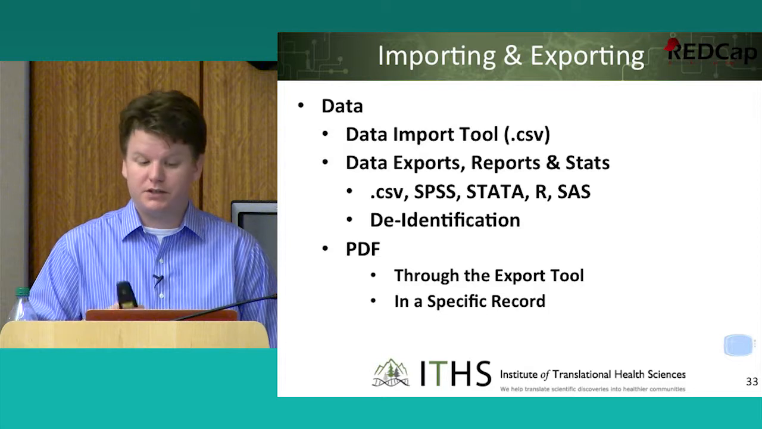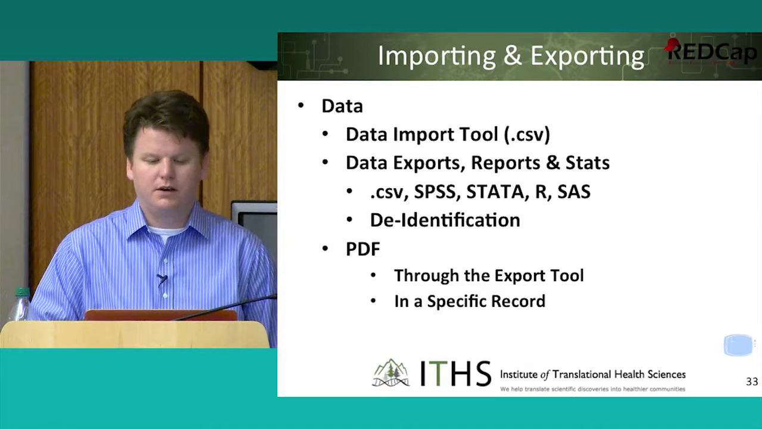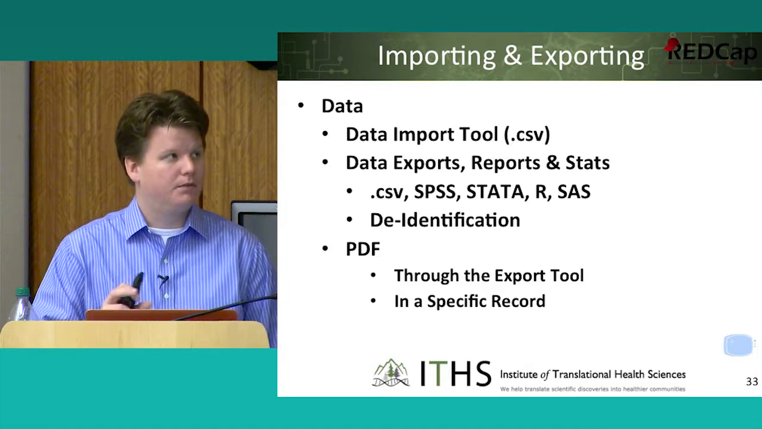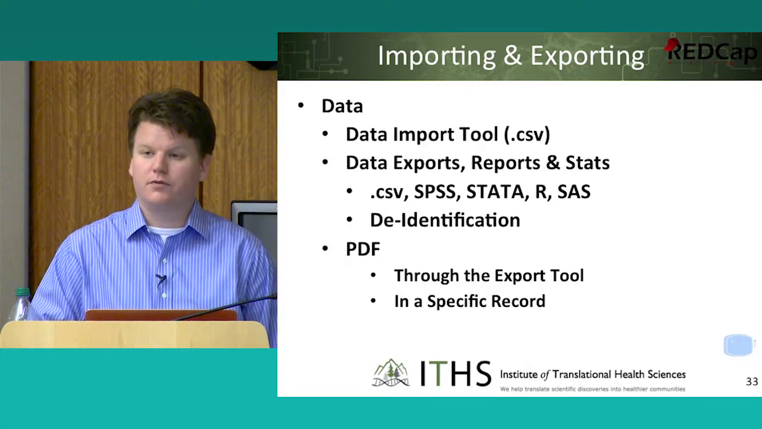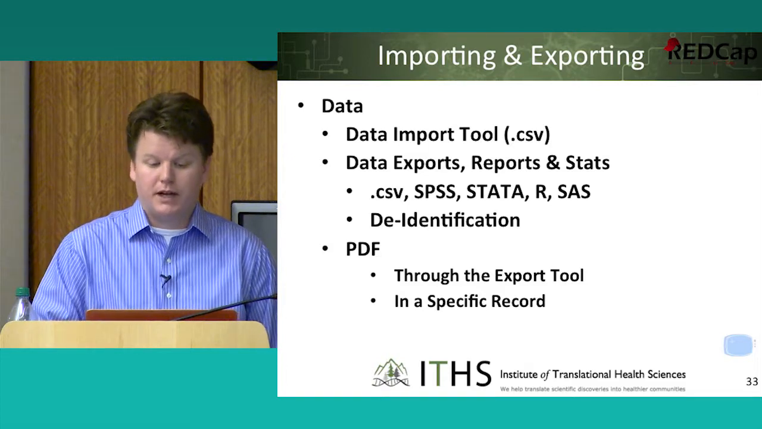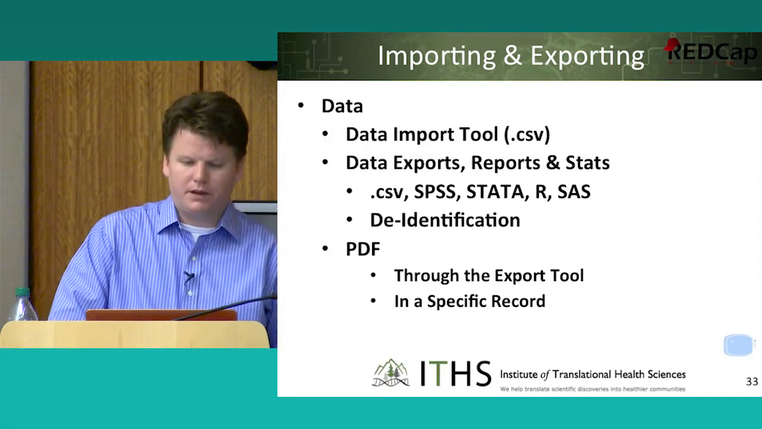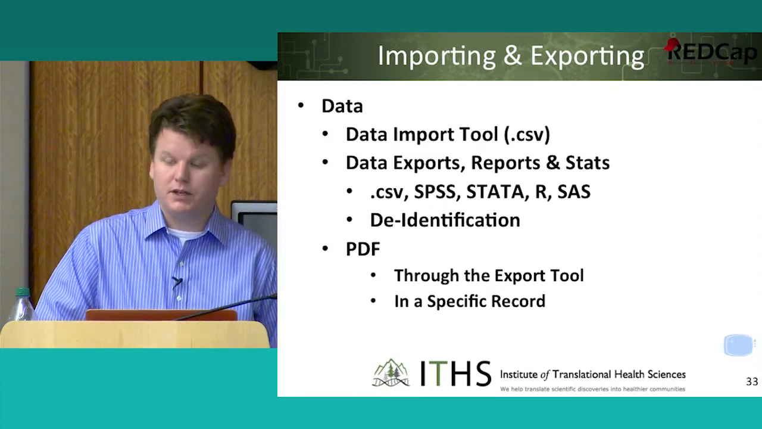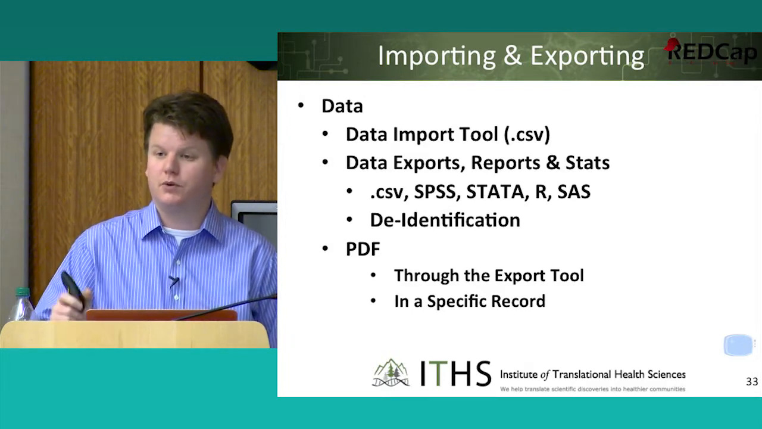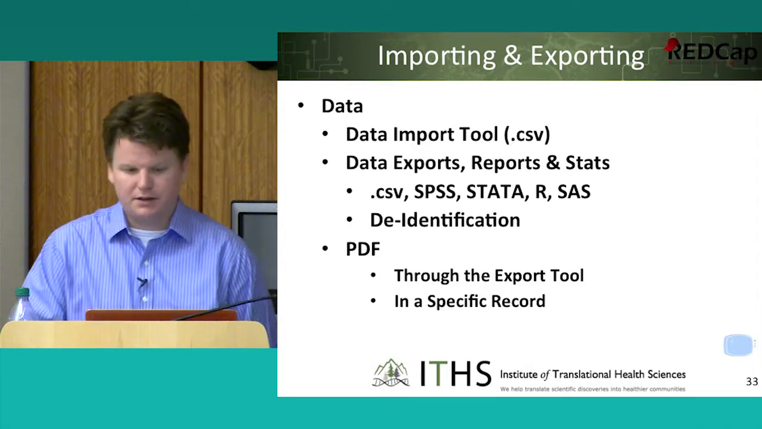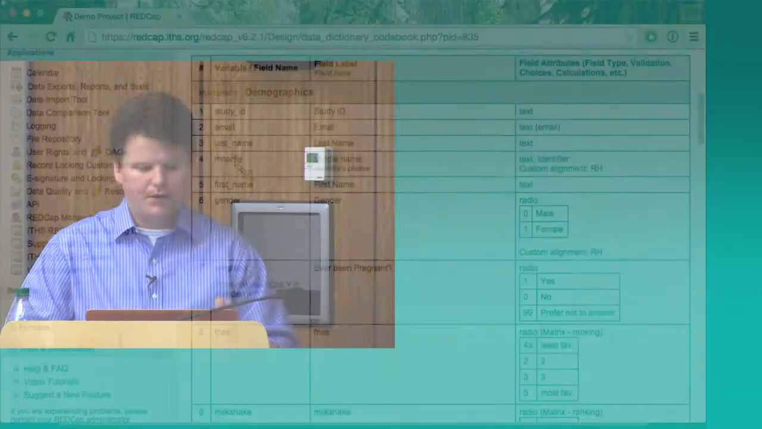Data exports can be done in CSV, SPSS, Stata, R, or SAS. So any of those last 4 are usually a couple of files that you need to upload in specific order to your statistical program for it to work. It also has de-identification built in, so that's kind of nice. If you're exporting PDFs, you can do that through the export tool itself, or you can do it in a specific record. For instance, if you only want to export a specific record in a PDF form, then you can do that.